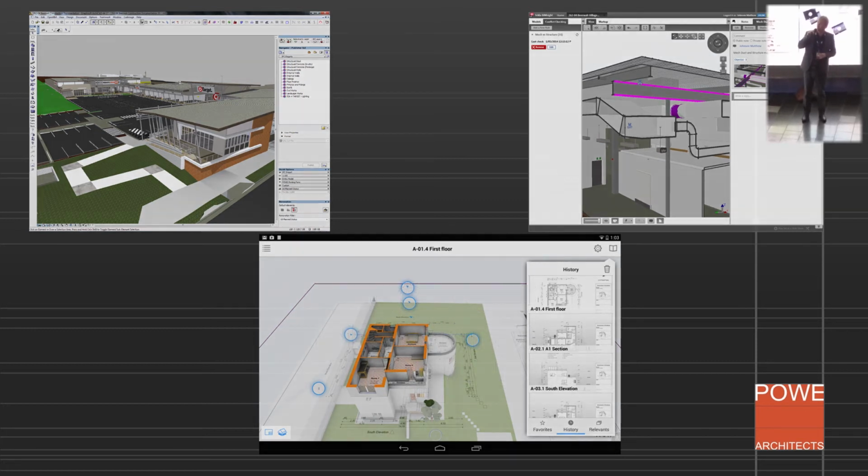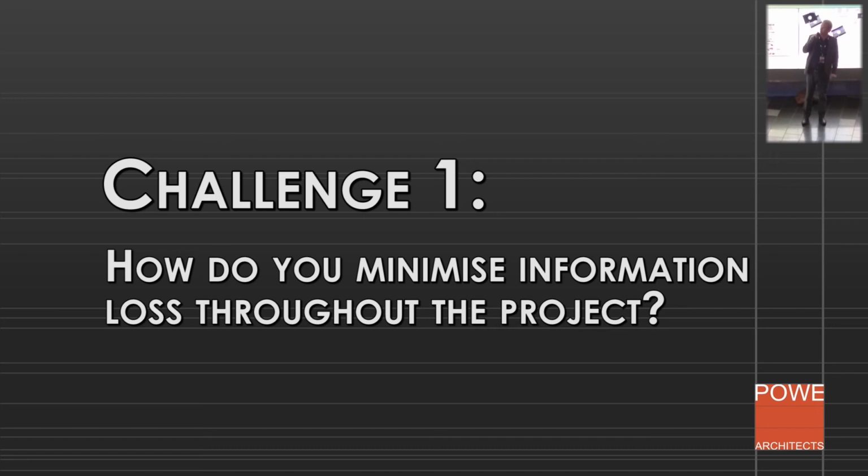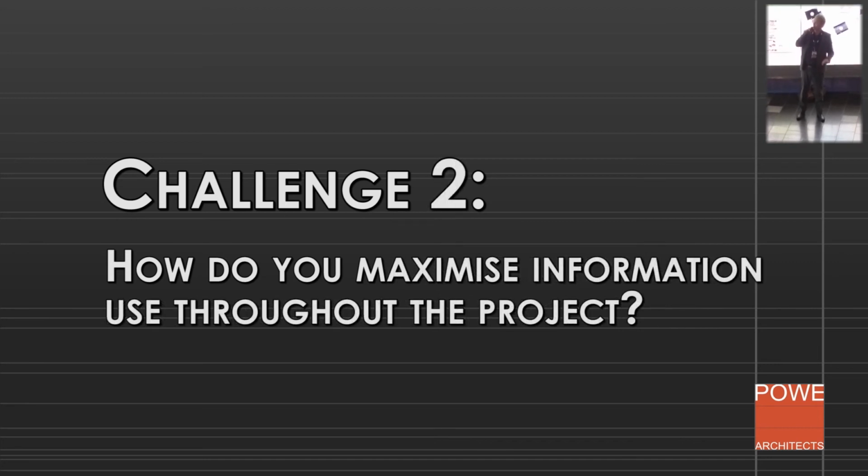So a couple of challenges I want to throw out to everybody. How do you minimise your information loss through your projects? Just think about how many of your processes you lose information on. And how do you maximise the use of that information throughout your project to make the most of your deliverables?